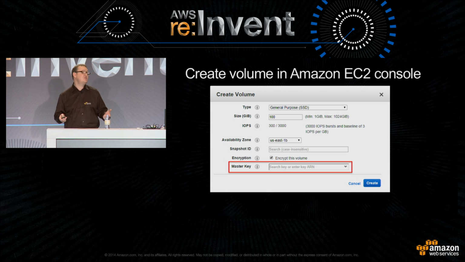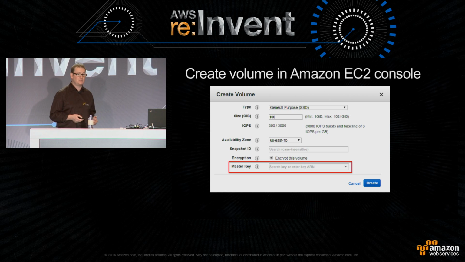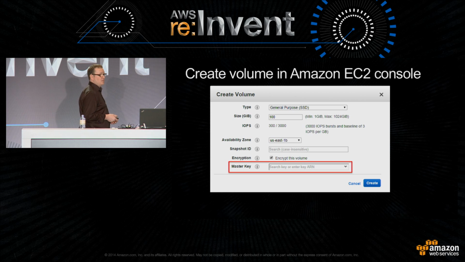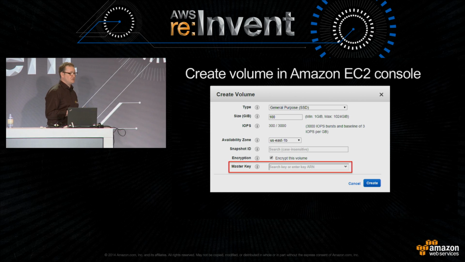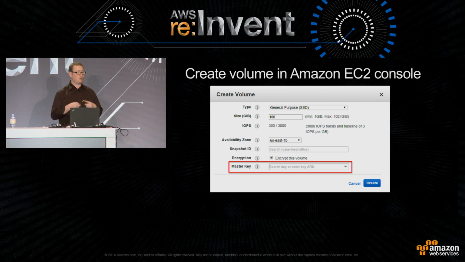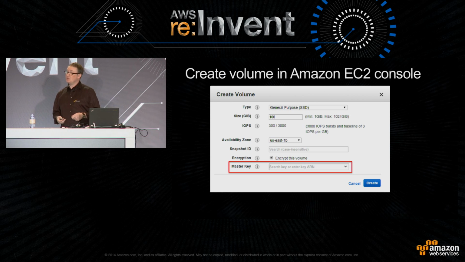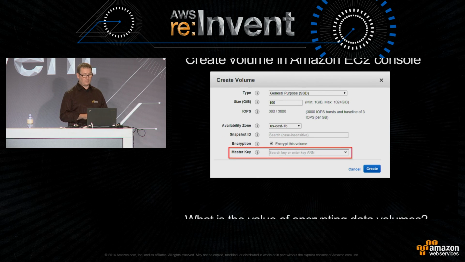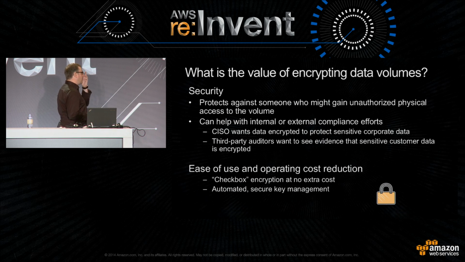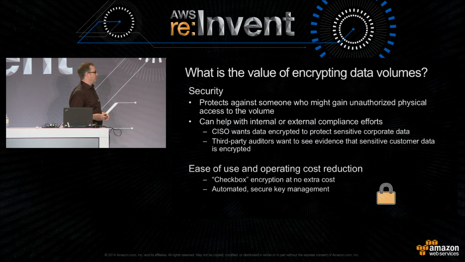So the undifferentiated heavy lifting of encrypting volumes still lives with EBS, but key management, the part that's important to your CISO, the part that makes a difference when you're looking at compliance or what did I do with it, that now sits with you. You can use KMS. So what do we see are the benefits of encrypting data volumes?